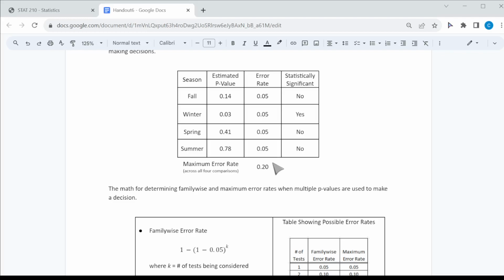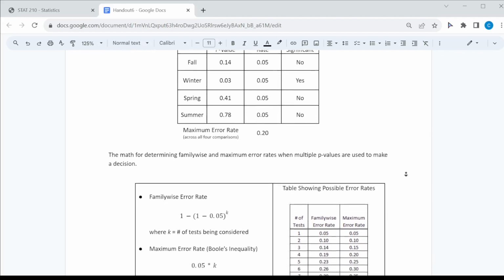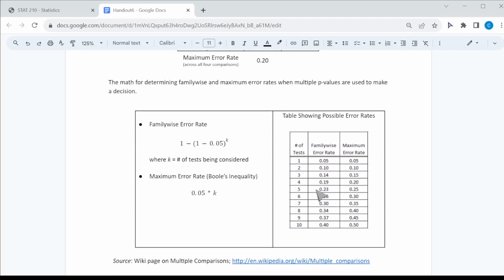Okay, so we certainly don't want to be making a decision with up to 20% error. Now, this is a maximum error rate. We do have a more exact formula here for that family-wise error rate, and that's given by this quantity right here, where K is just the number of tests that you're going to be running. So I have a little table here. If I run 4 tests, so I had 4 categories here. If I do 4 individual tests, my family-wise error rate using this formula right here is going to be 0.19.